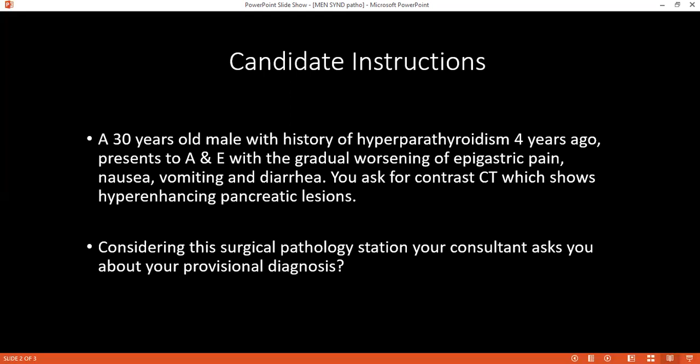Okay, can you please tell me why you see hyperenhancing pancreatic lesions in the CT scan? Possibly there is a pancreatic adenoma, and that is why there is this hyperenhancing pancreatic lesion. Can you explain the term adenoma? Adenoma is a benign tumor arising from epithelium which shows a glandular pattern or has glandular function.